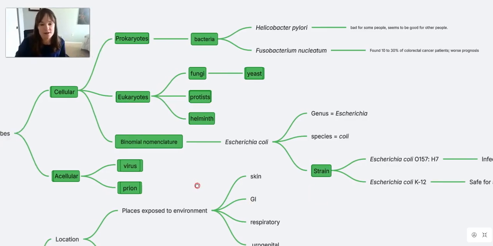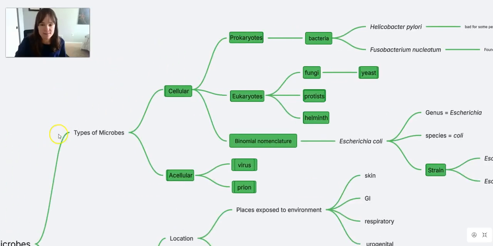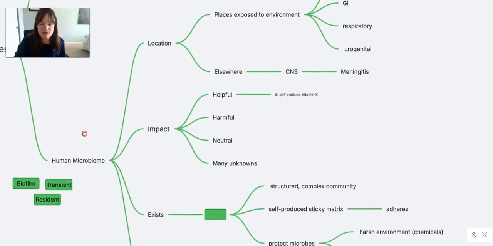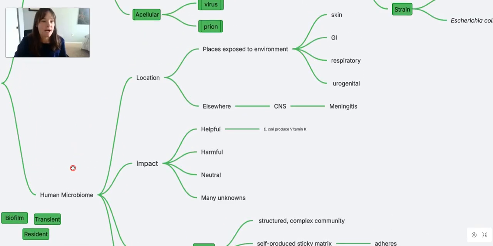Strain. Okay, so we just covered the types of microbes, built out the concept map. Let's get a brief introduction to the human microbiome. We have a few terms to slide in there, but I also just wanted to give you a little bit of a different approach to learning about the human microbiome than we had in the reading. So first, let's start with location. Where's the human microbiome located? Everywhere on our body that's exposed to the environment. Skin, GI, respiratory, urogenital. Makes it really easy to remember.